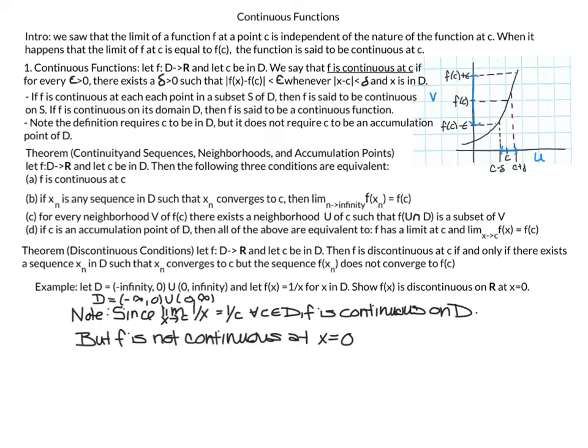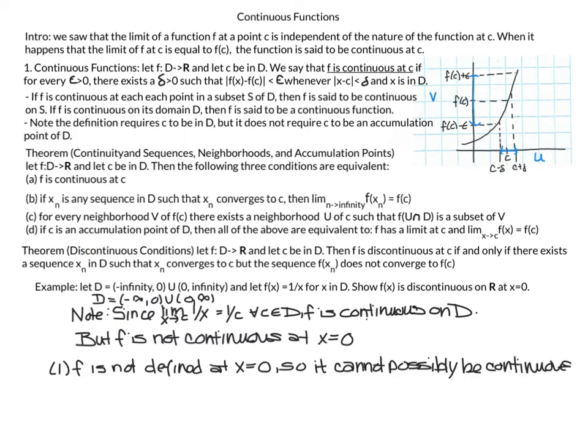We want to start by noting, with the exception of x equals 0, the limit as x approaches c of 1 over x is equal to 1 over c. So f is continuous on D. Again, D does not include 0. f is not continuous at x equals 0. And the strategy we're going to use to show something is not continuous is exactly this theorem here. First, f is not even defined at x equals 0, so it cannot possibly be continuous.